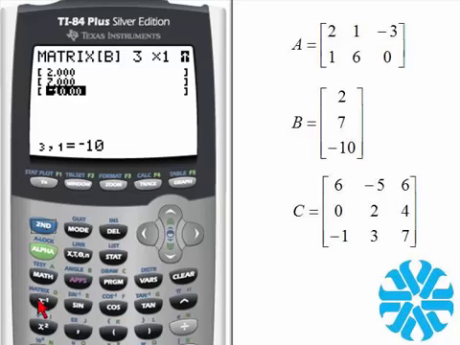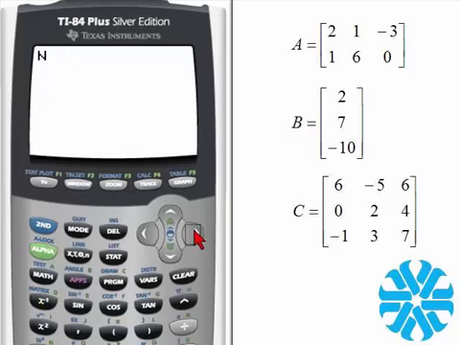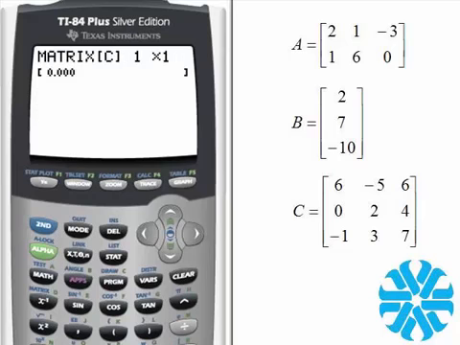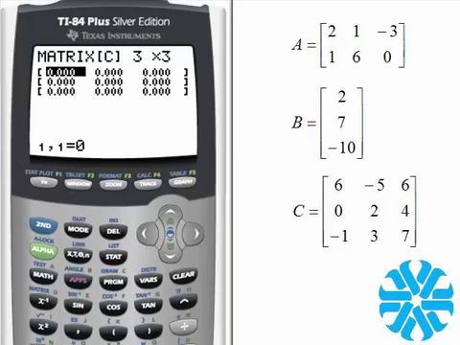Okay, second function matrix. Let's move over to Edit and go to matrix C, that's number 3. And matrix C is a 3 by 3. So 3, Enter, 3, Enter. 6, negative 5, 6. Remember to hit Enter after each cell. 0, Enter. 2, Enter. 4, Enter. Negative 1, 3, and 7. Okay, let's go ahead and quit out of this screen.